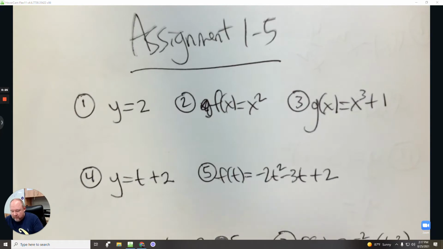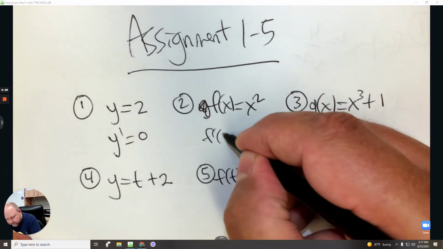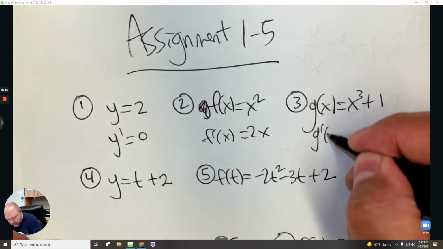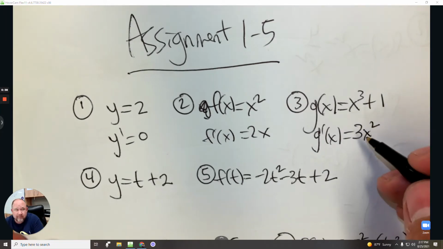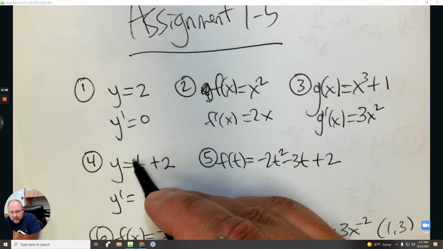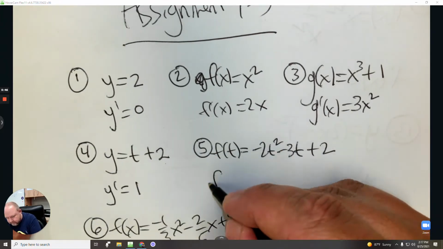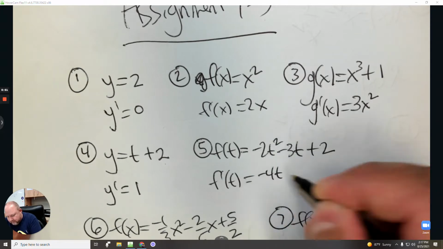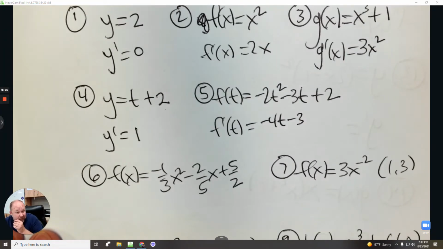The derivative of 2, any constant, is 0. The power rule, 2x. The power rule, 3x squared. The derivative of 1 is 0. Again, I'm not going slow. The derivative here, the derivative of 1t, and the derivative of 2 is 0. 2 times negative 2, negative 4t, and negative 3. Again, press pause when you need to.